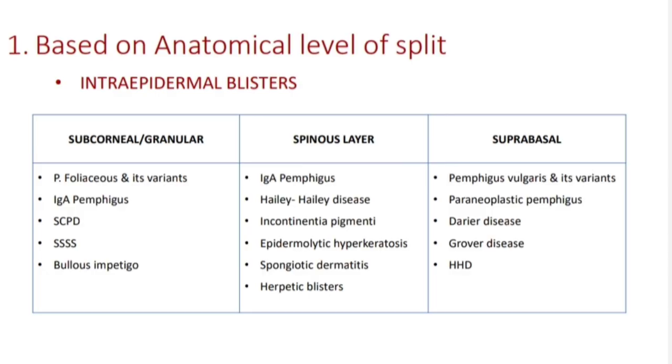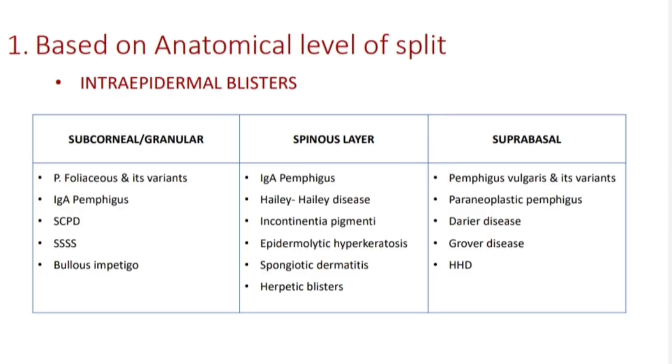Under subcorneal or granular layer comes pemphigus foliaceus and its variants, IgA pemphigus, subcorneal pustular dermatosis, staphylococcal scalded skin syndrome, and bullous impetigo. Under spinous layer comes IgA pemphigus, Hailey-Hailey disease, incontinentia pigmenti, epidermolytic hyperkeratosis, spongiotic dermatitis, and herpetic blisters. And in suprabasal blister comes pemphigus vulgaris and its variants, paraneoplastic pemphigus, Darier disease, Grover disease, and Hailey-Hailey disease.